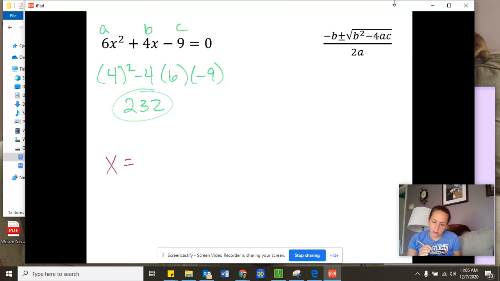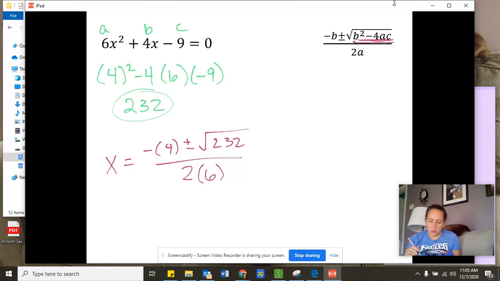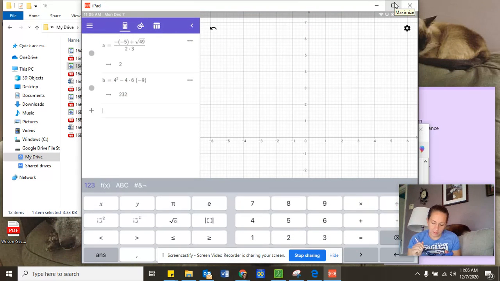So x equals the opposite of b, so negative 4 plus or minus the square root of 232. We already did that part, so I already know that part equals 232. This way you're not having to type so much in all at once. And then over 2 times 6. So I'm going to go ahead and put the divided by so that I have the big fraction. And on top, I have negative 4. First time we'll do plus the square root of 232 over 2 times 6.